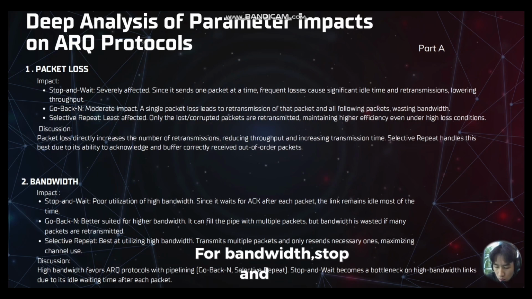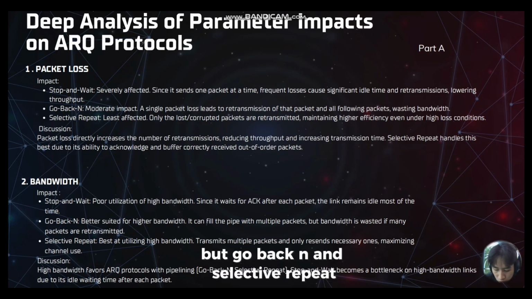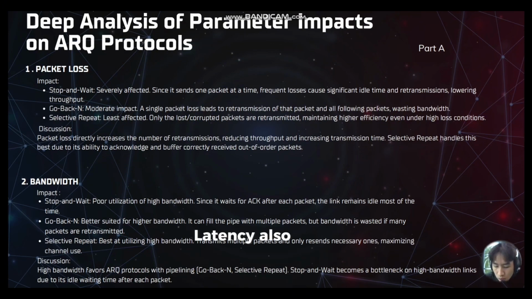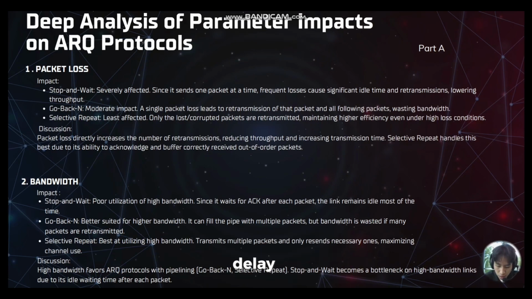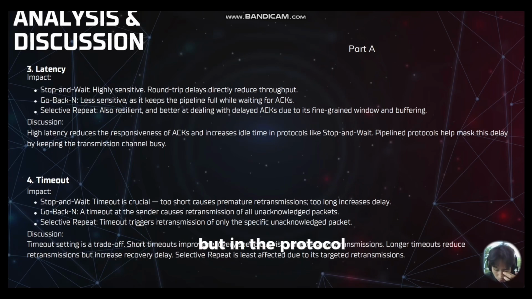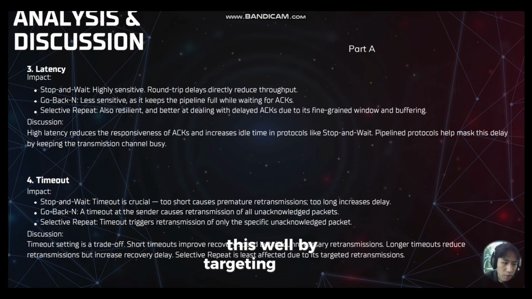For bandwidth, stop and wait wastes a lot because it waits after each packet. But Go-Back-N and selective repeat keep the line busy with more packets in the pipe. Latency also plays a big role. Stop and wait suffers as delay rises, but protocols like Go-Back-N and selective repeat help mask that delay. Lastly, timeout settings matter. A short timeout leads to unnecessary retransmission, while a long timeout delays recovery. Selective repeat again stands out. It balances this well by targeting specific packets.